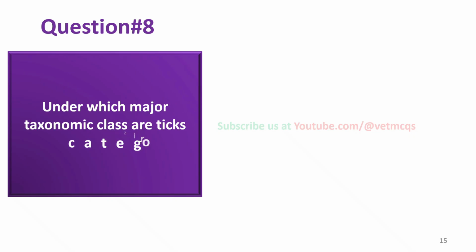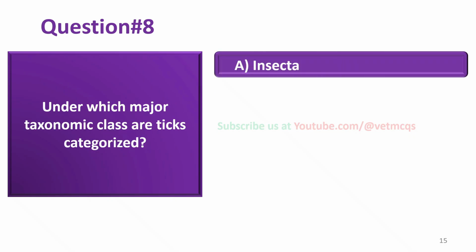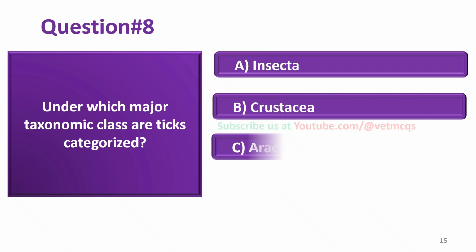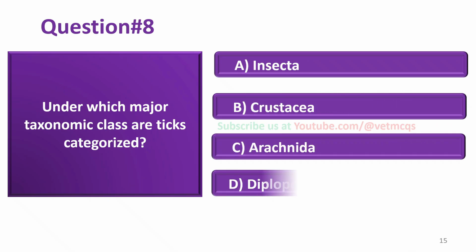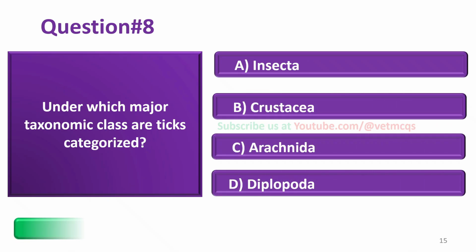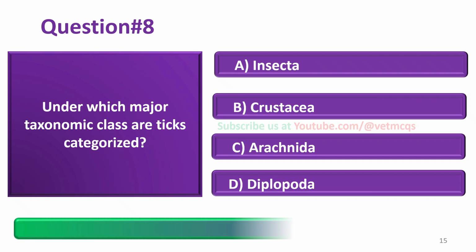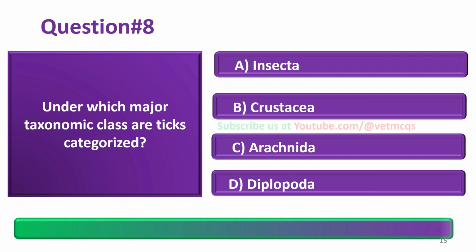Under which major taxonomic class are ticks categorized? Insecta, Crustacea, Arachnida, Diplopoda. And the correct answer is option C, that is Arachnida.